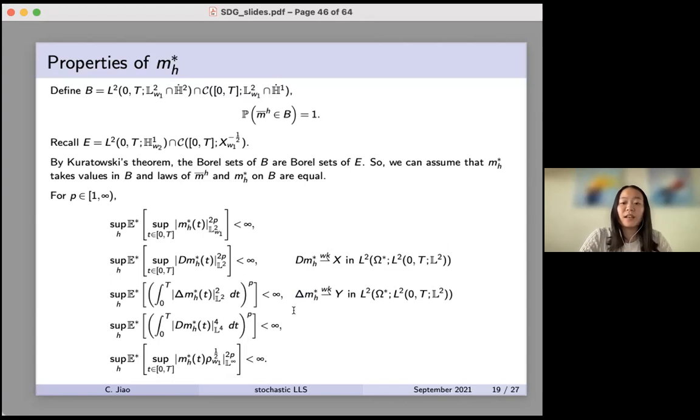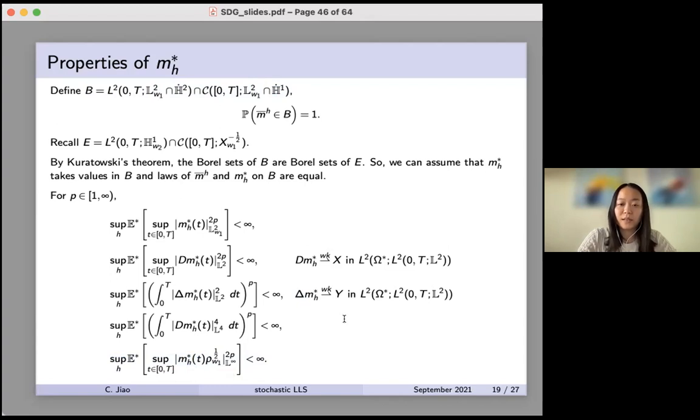It's worth noting that MH star does not inherit the L infinity estimate from the quadratic interpolation M bar H. Because L infinity is not separable, we didn't use the non-Polish space version of the Skorokhod theorem, and L infinity is not in the construction of the space B. Nevertheless, we still have an L infinity estimate for the product of MH star and the weight function. This will be sufficient for the convergence results that we need later on.